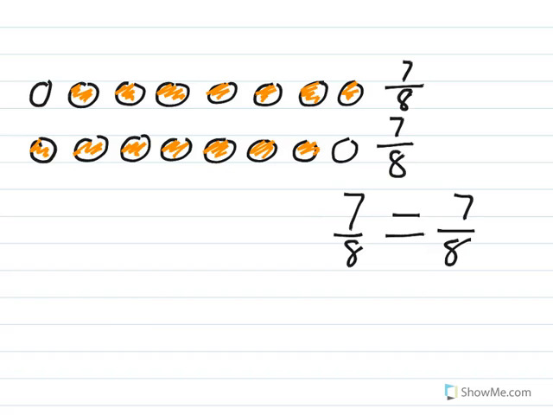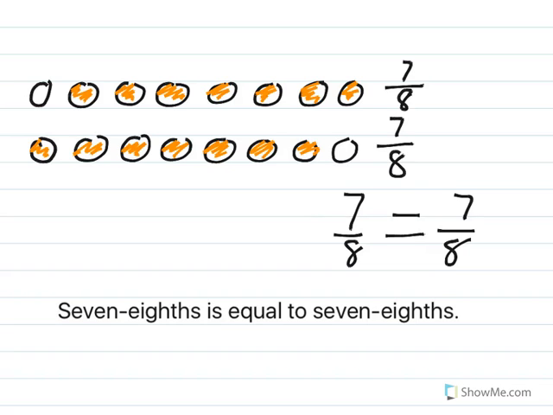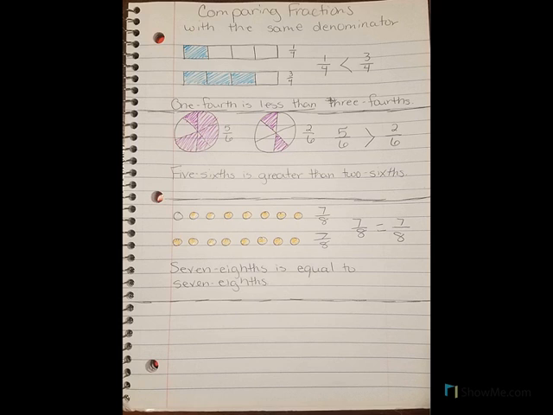Now we're going to put it in words. Okay, 7/8 is equal to 7/8. Our notes should look like this. We have 3 different representations of the fractions, all with the same denominator and our comparative symbols in between with the words underneath. Now we're going on to our last representation.